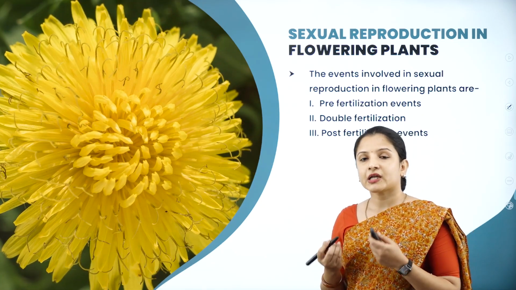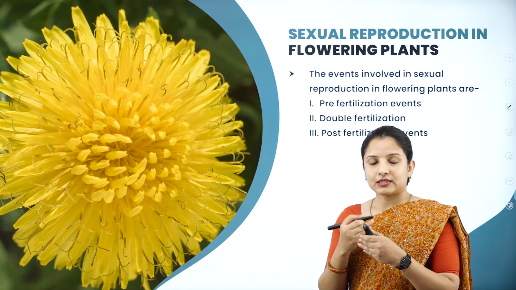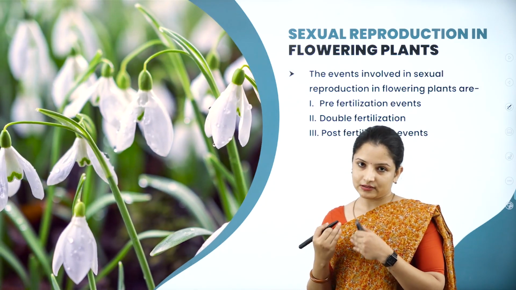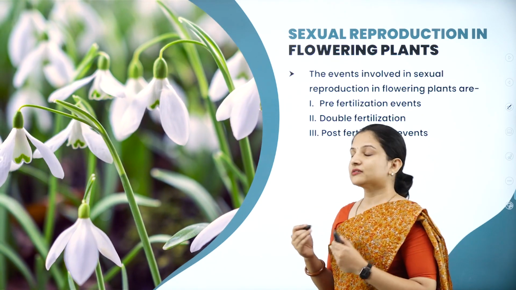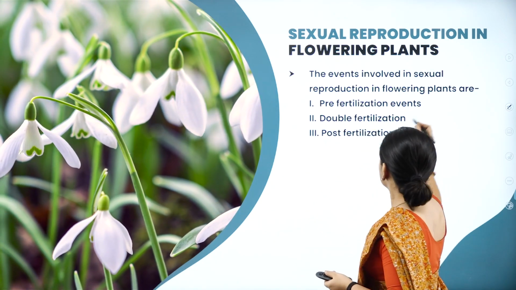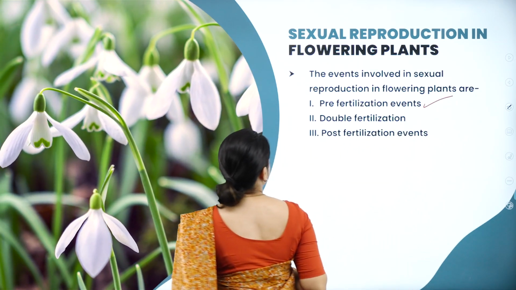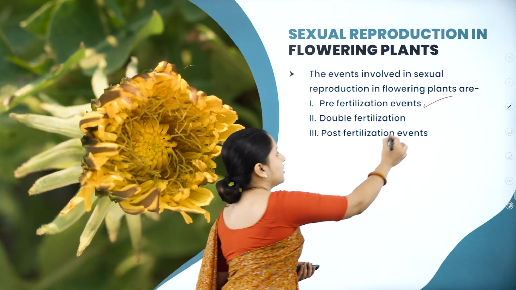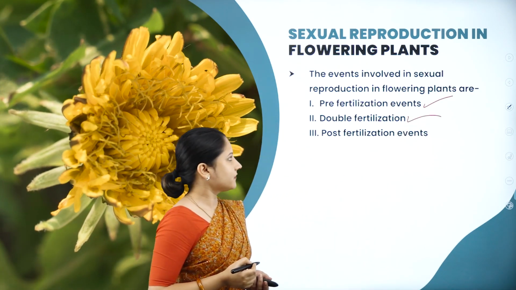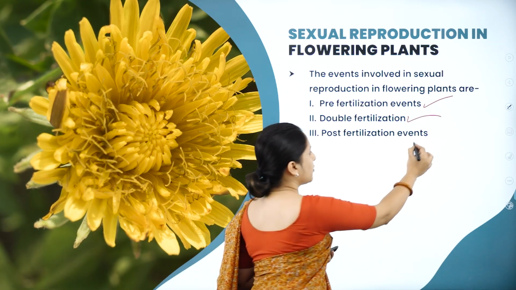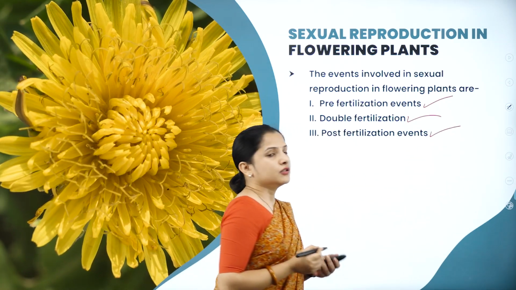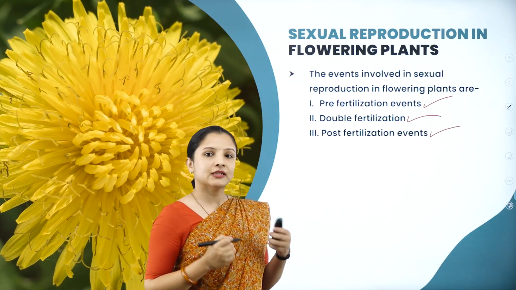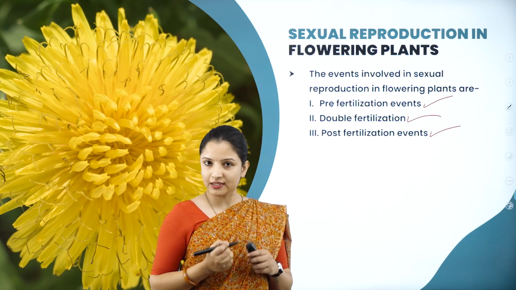If a flower has to reproduce, or to fertilize, there are certain events that take place. The events are divided into three steps. The first one is called the pre-fertilization event. The second one is called the double fertilization event. And the third one is the post-fertilization event. I'll tell you a little detail about all these here. In detail, we'll study them in the coming sessions.